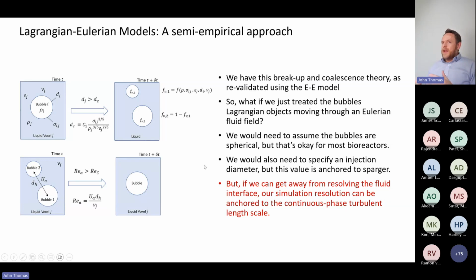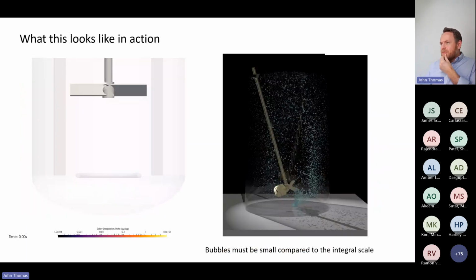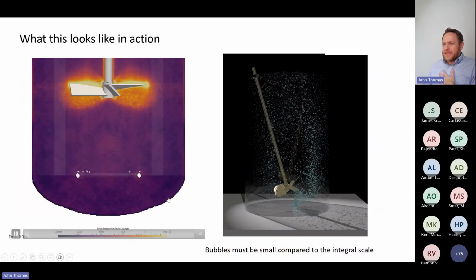But if we can get away from resolving that explicit interface, our simulation, which would be anchored to some micrometer length scale, could instead be re-anchored to the fluid mechanics length scale, as it were. So if we can start to use a sprinkle of semi-empiricism inside this LES model, we might be able to access a much larger system. And so what does this look like in action? Here I'll play this a couple of times.